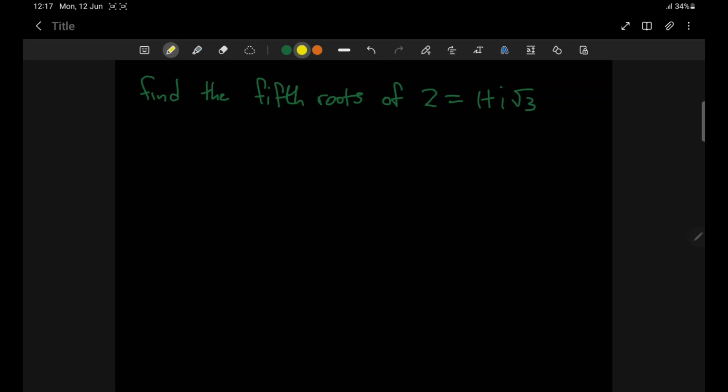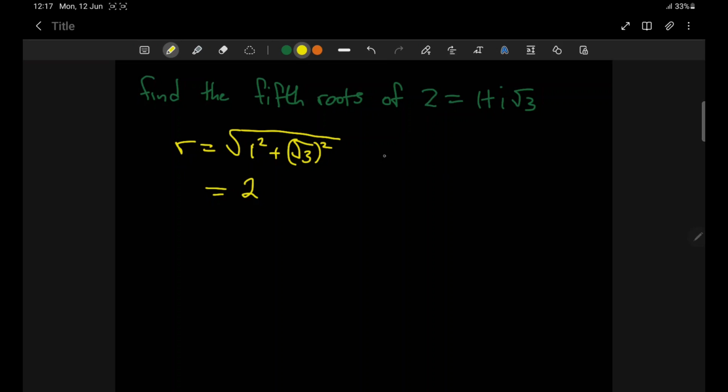So in our next example, we are finding the fifth roots of z is equal to 1 plus i root 3. So feel free to pause the video and then you can confirm the answer. Okay, so we first need to convert into trigonometric form. So in this case, our r is equal to the square root of x squared plus y squared, that's 1 squared plus the square root of 3 squared, then we have a square root. So this will give us 2.